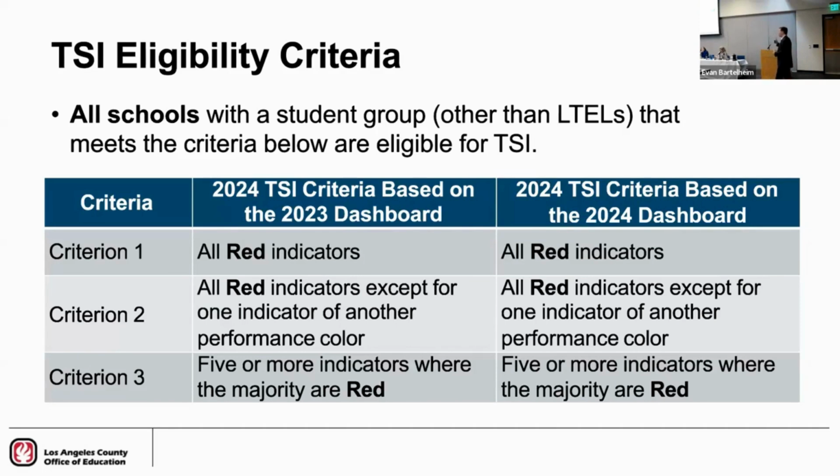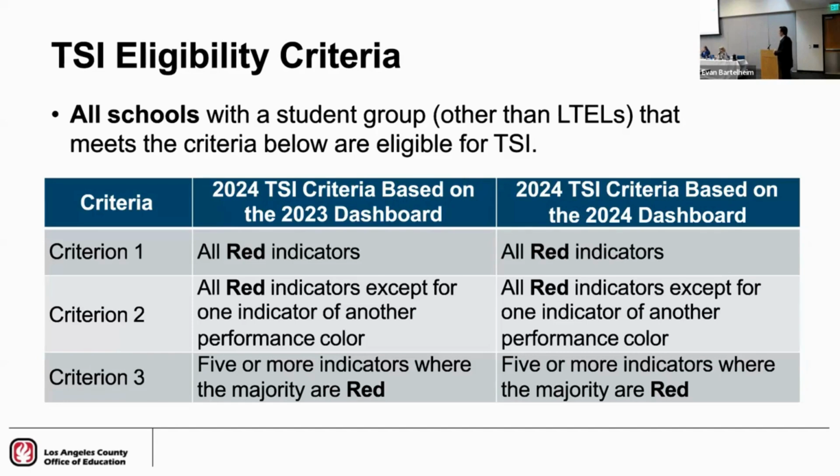And so you wouldn't be eligible for TSI for your LTELs because TSI looks at 2 years worth of data. The same student group would have been eligible for 2 years, and LTELs weren't on the dashboard last year. So LTELs are the one exception, couldn't be identified for TSI this year, but for the other student groups you could be identified as eligible.